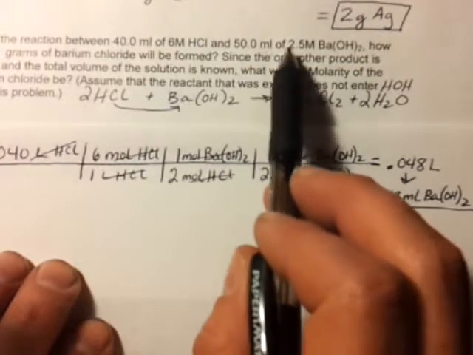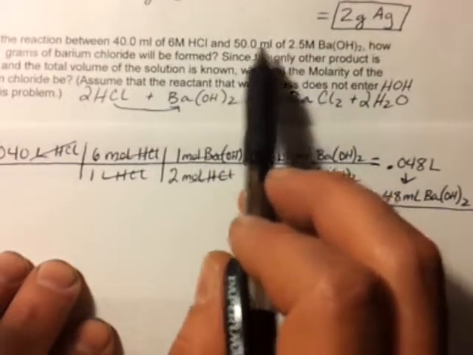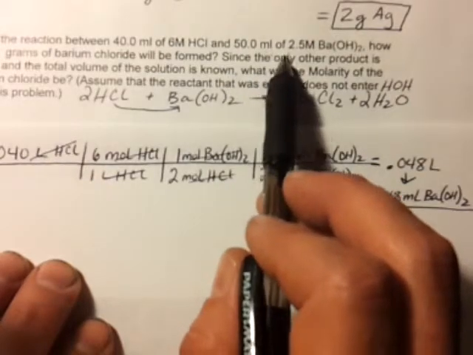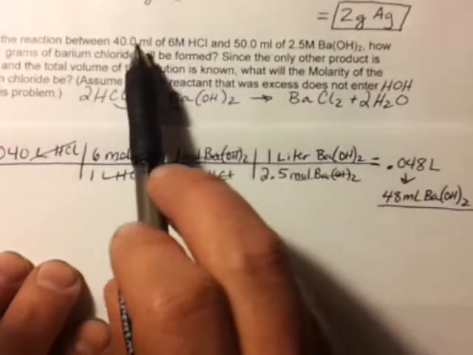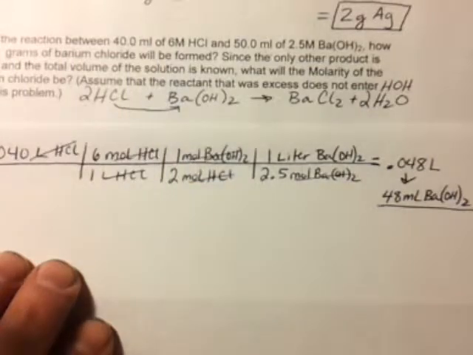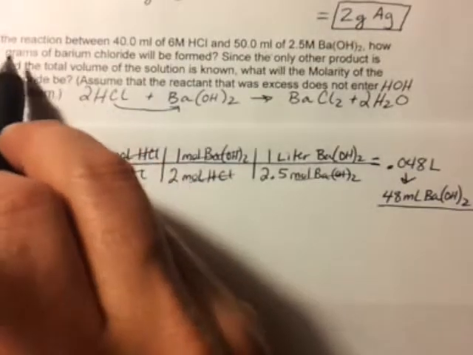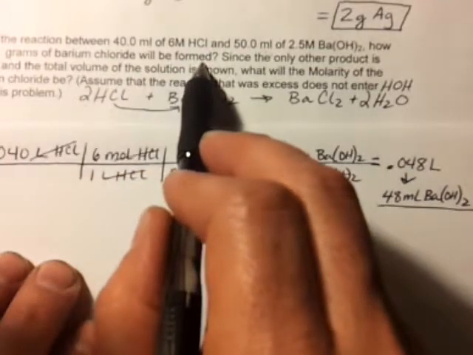Alright, so barium hydroxide, I have an excess, it's extra. So this is not my limiting reactant. It's going to be this HCl, that's my limiting reactant. So now I can actually figure out the problem here. And it's asking me how many grams of barium chloride will be formed.